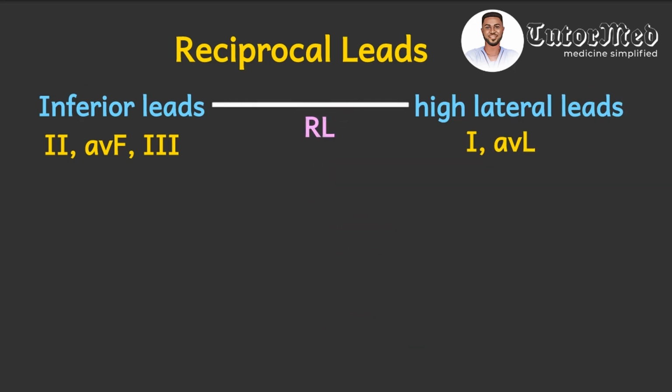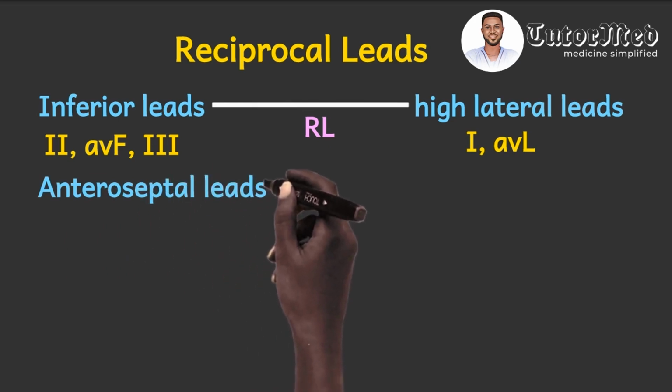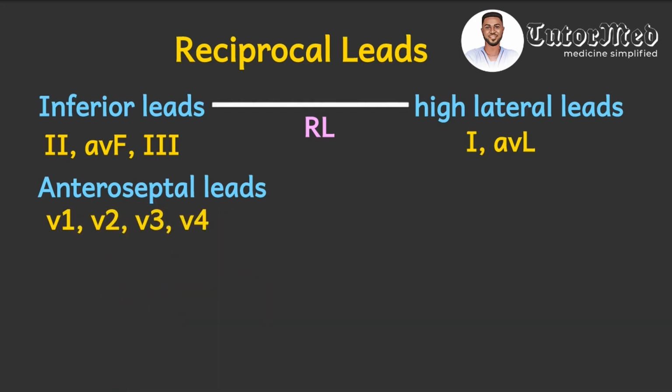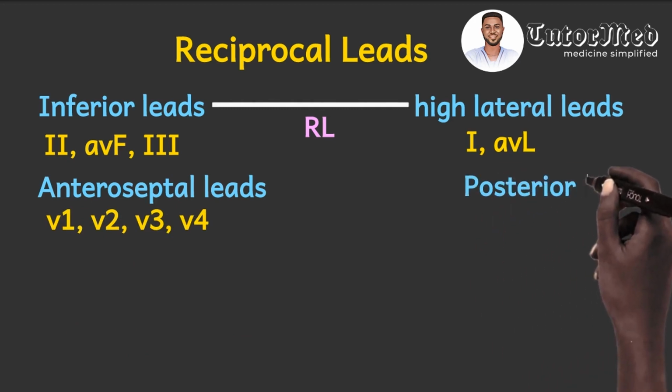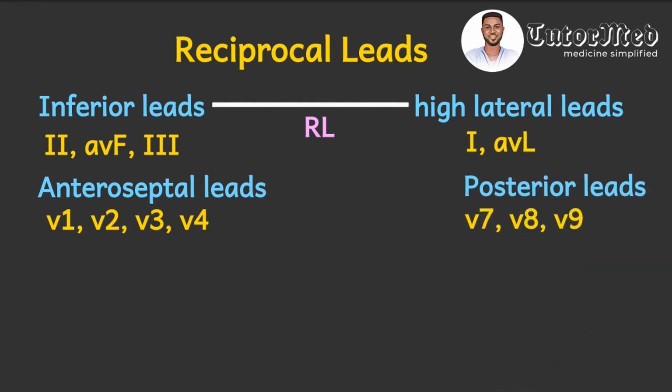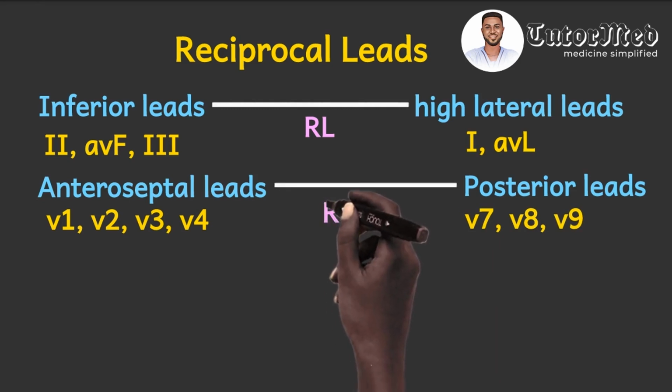Now, let's identify another pair of reciprocal leads. Anteroseptal leads, which is a combination of both the anterior and then the septal leads, so from V1 to V4, V1, V2, V3, and V4, and then the posterior leads are reciprocal leads, and so the anteroseptal leads and the posterior leads are reciprocal leads.